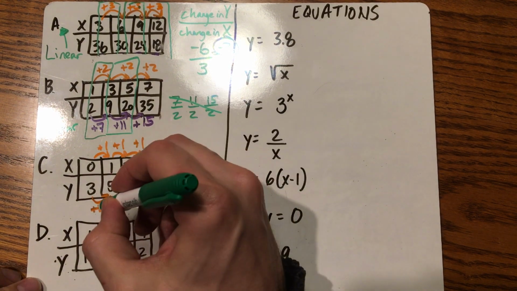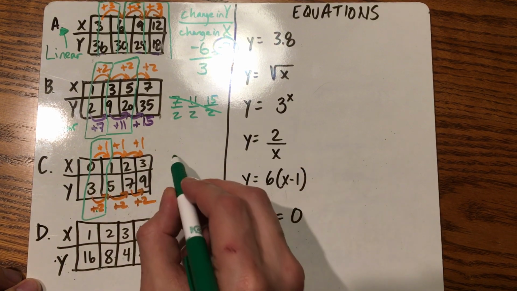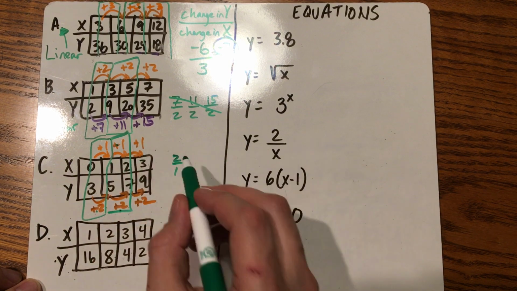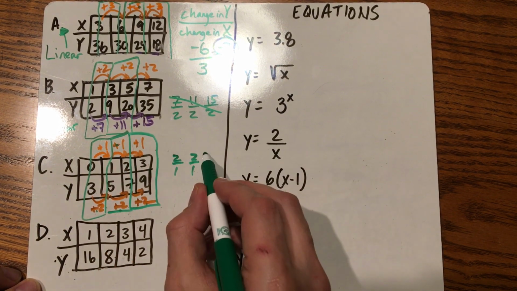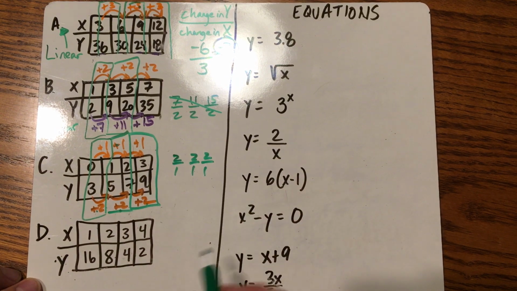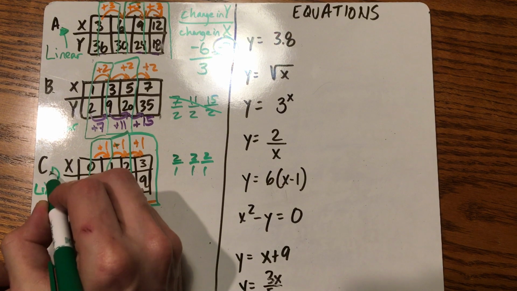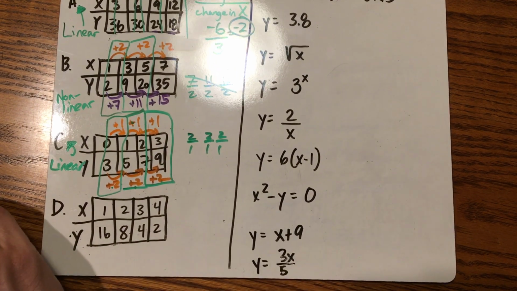But just to double check, my rate of change is right here. Here it is. 2 over 1 is the first example. Here's my second example. Same thing. 2 over 1. The third example, boom, 2 over 1. They're all the same. 2 over 1, 2 over 1, 2 over 1. So yes, this is linear. Letter C is linear. And then our last example down here, letter D.